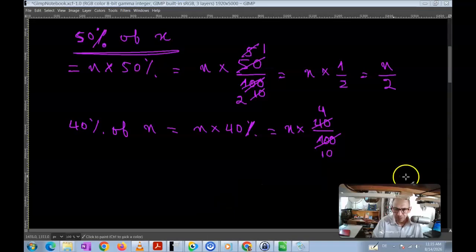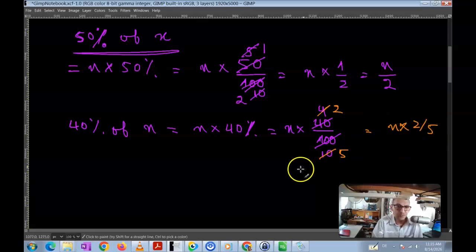Okay. Now, 40% of x would be x times 40%, and then divide by 10, you would get a 4, divide by 10, you get a 10, divide by 2, you get a 2, divide by 2, you get a 5. That's x times 2/5, right? That's 2/5 of x. So what this means is that, for example, 50% of x is always half of x, or 40% of x is only 2/5 of x.